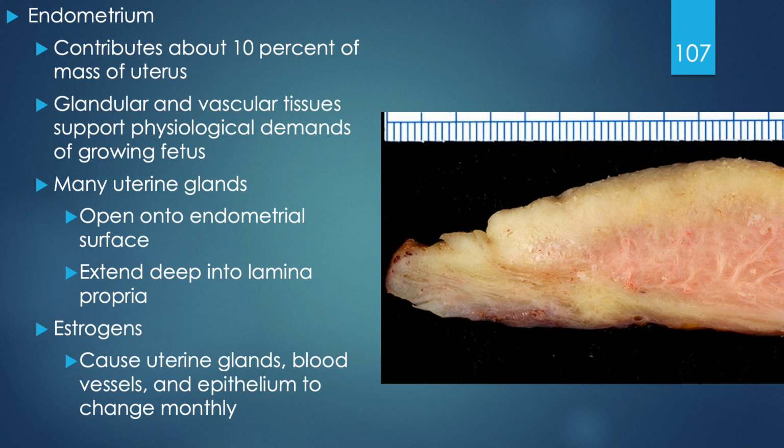There are many, many uterine glands present here, and they all open up into the endometrial surface, which is in the endometrial cavity. And these are going to extend deep into the lamina propria. Estrogens here are going to cause the uterine glands, the blood vessels, and the epithelium to change monthly as part of a cycle. The image that you see on the right is a cross-section of uterus.